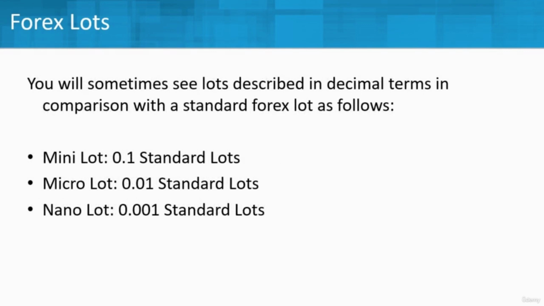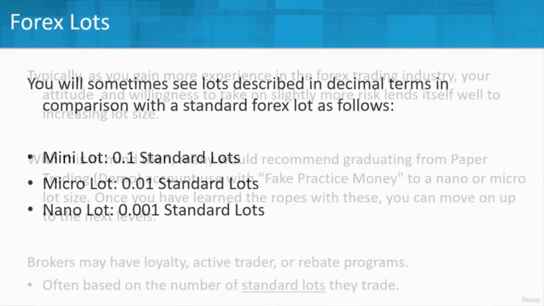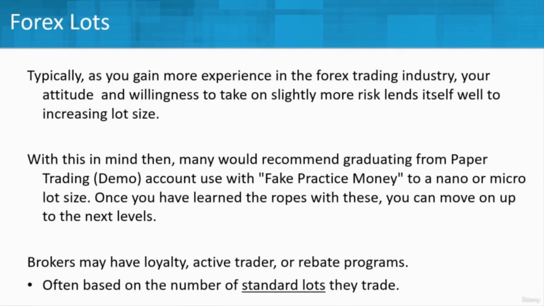So sometimes you'll see lots described in decimal terms, by the way. We saw that in the chart. So 1.0 would be a standardized lot. And then it breaks down to these mini, micro and nano lots, 0.1, 0.01, 0.001. So you'll see them described that way as far as these different lot types. So typically, as you gain more experience with trading, and are willing to take on more risk, that's when you're more likely to take on bigger lot sizes.